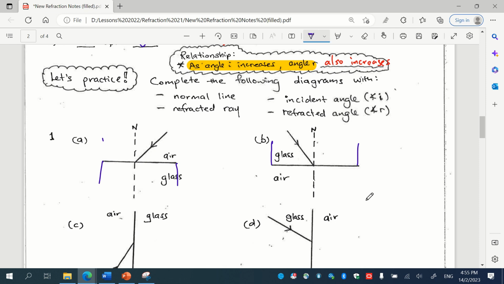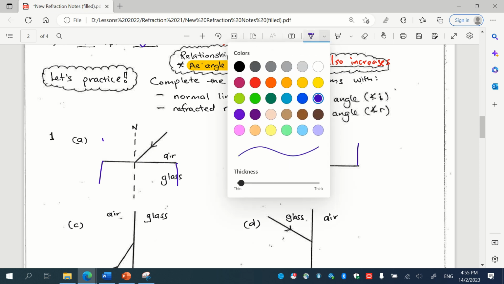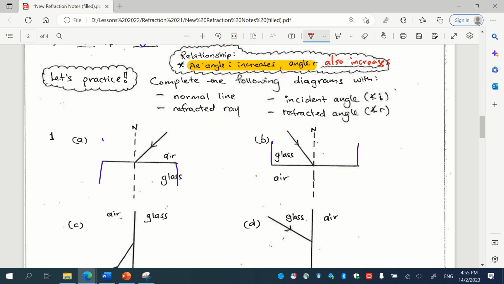So from air to glass, what did the rule say? Bend towards or away? It will bend towards because the speed of light becomes slower when it goes inside glass. Let me change the color. It bends towards, at which sector? If you don't identify the original path, some students will draw on this side, some on that side, which is wrong. The bending should happen at this sector.